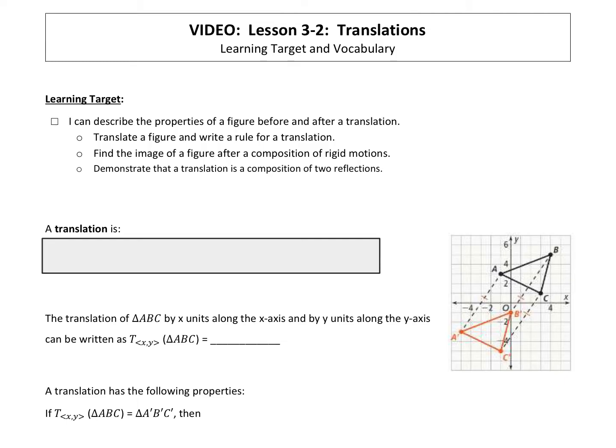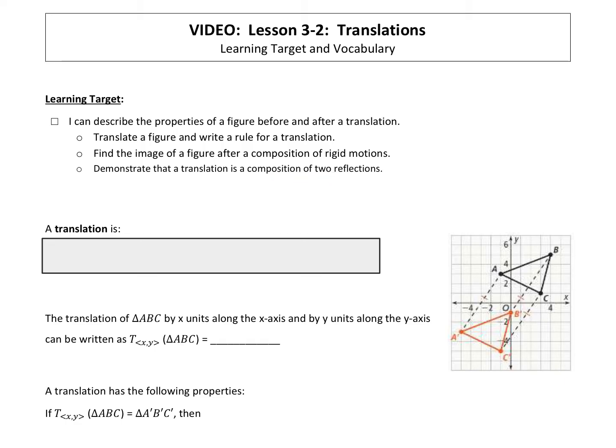Our learning targets for today's lesson: we are going to be able to describe the properties of a figure before and after a translation. We will translate a figure and write a rule for a translation. We'll be able to find the image of a figure after a composition of rigid motions. And we will demonstrate that a translation is a composition of two reflections.